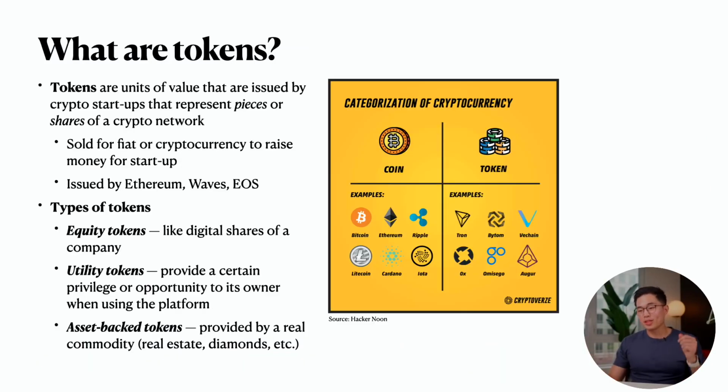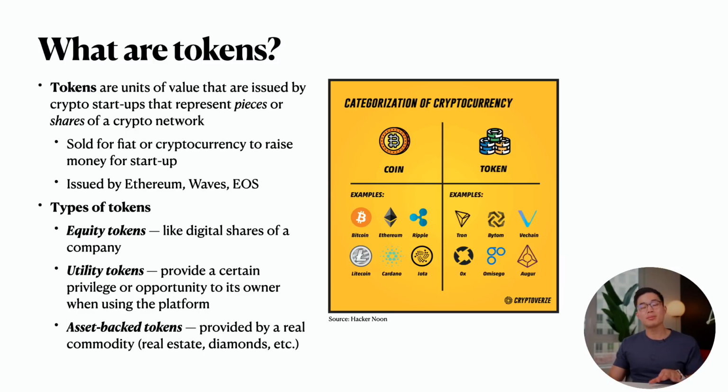Let's talk about what tokens are. So tokens are units of value that are issued by crypto startups and represent pieces or shares of a crypto network. So these tokens themselves are sold for fiat or cryptocurrency to raise money for that crypto startup. For example, they can be issued by Ethereum, Waves, or EOS.